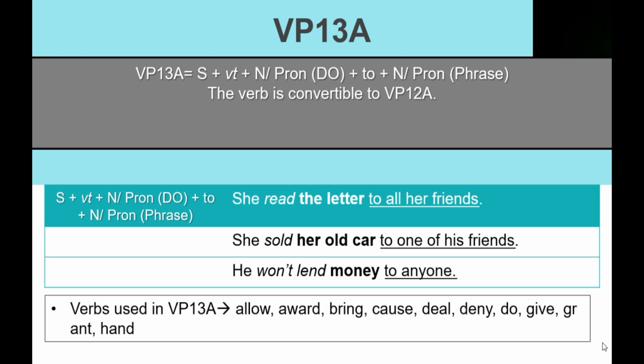Next, he won't lend money to anyone. He is the subject, lend here is the VT, and money here is the DO in the form of a noun, and to is the preposition, and anyone is the pronoun. Okay, so like what I said before, it is convertible to VP12A. So for the first example, you can change it into she read all her friends the letter. You just need to change the position between DO and IO. The verbs used in VP13A are like allow, award, bring, cause, deal, and so on and so forth.